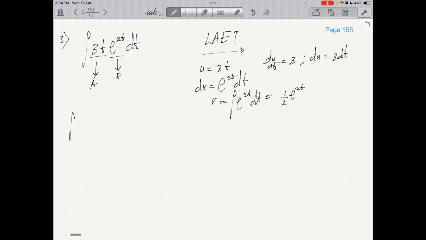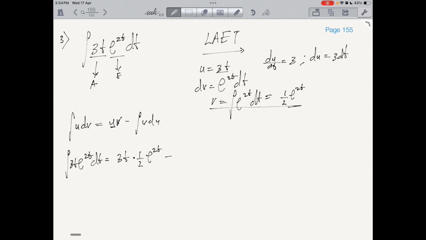Now we recall that we are dealing with integral of u dv being equal to uv minus integral of v du. Therefore, the integral of 3t exponential 2t dt will be equal to our u, which is 3t, times our v, which is 1/2 exponential 2t, minus the integral of v, 1/2 exponential 2t, multiplied by du, which is 3 dt.